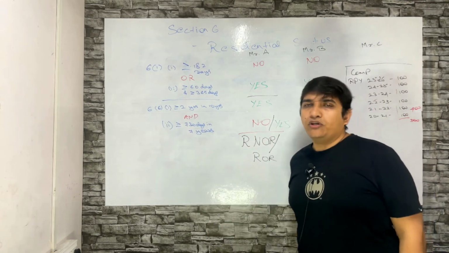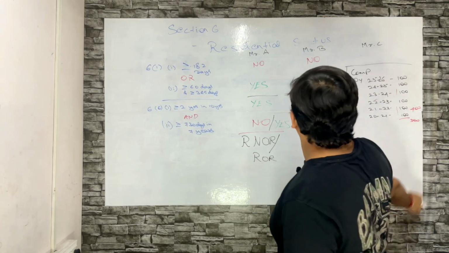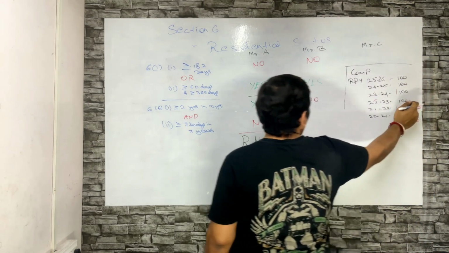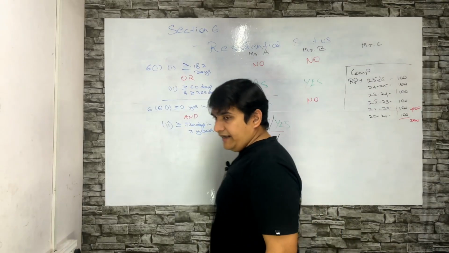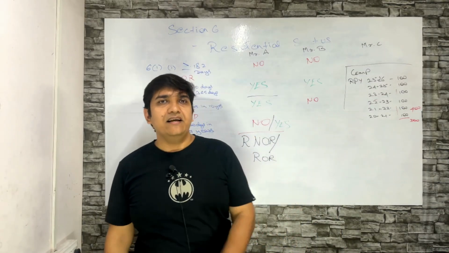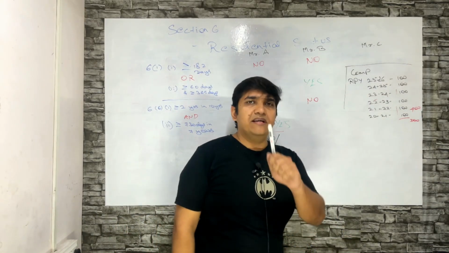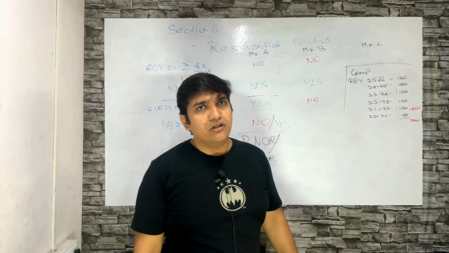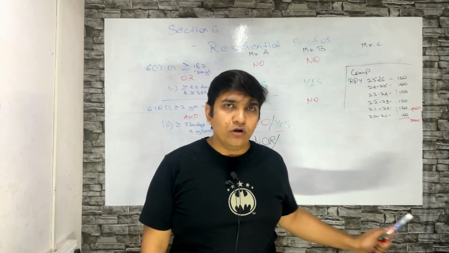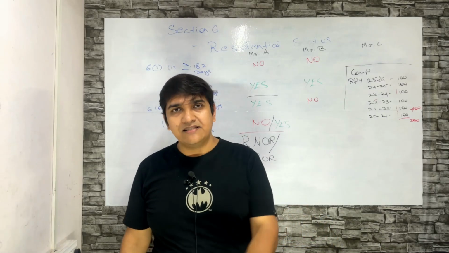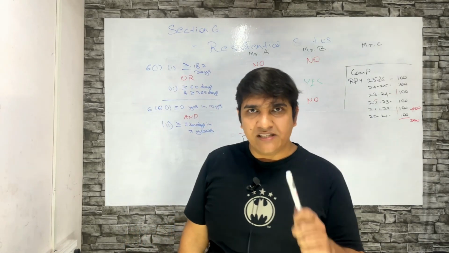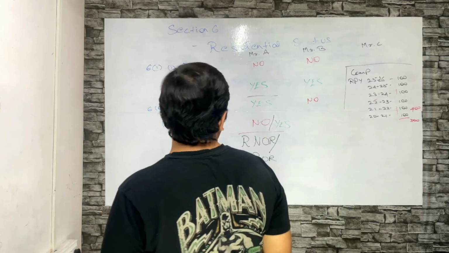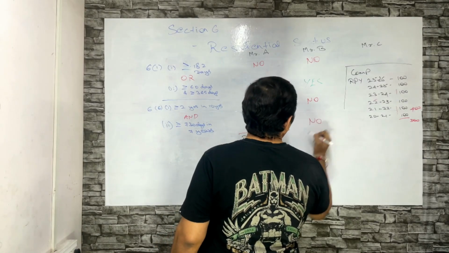Has he stayed for more than 730 days in the last 7 years? 1, 2, 3, 4, 5. No. In the last 7 years, he has visited India 5 times, and each time he has stayed for 100 days. That comes up to 500 days. So there is no question that he would have stayed for more than 730 days. So the second additional condition is also not satisfied.